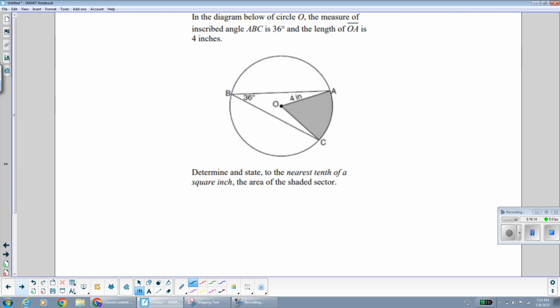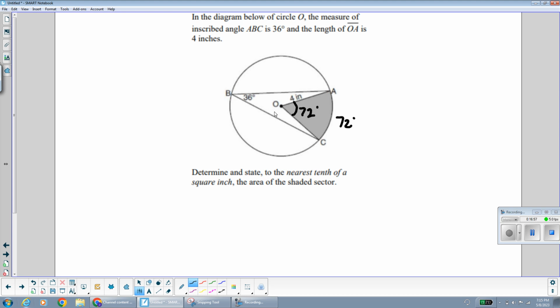Let's take a look at one more for this video, and this is a sector area one again. So we have circle O, and the inscribed angle ABC is 36 degrees, and the length of OA, which is a radius, is 4 inches. We need to find the area of the shaded sector, so we're going to need the central angle. Remember, inscribed angles are half the measure of their intercepted arcs. It intercepts or opens up to arc AC. So that means arc AC would be 72 degrees. And remember, central angles are equal to their intercepted arcs. So there we have 72 degrees.